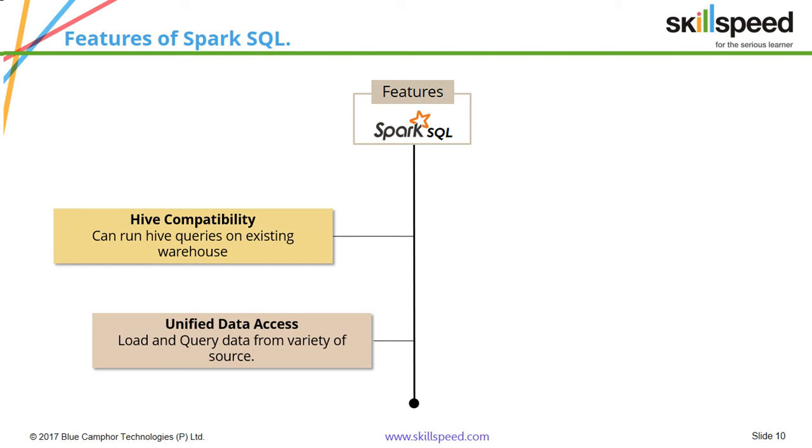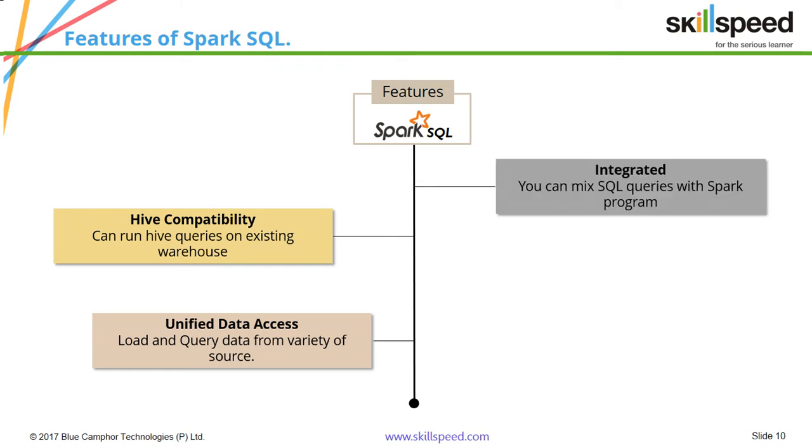What this actually means is that SparkSQL natively supports loading data from multiple sources. You can load your data from HDFS. You can load your data from a local file system. You can load your data from something like Amazon's S3. You can load your data from RDBMS systems, and so on and so forth. So you get a unified data access.